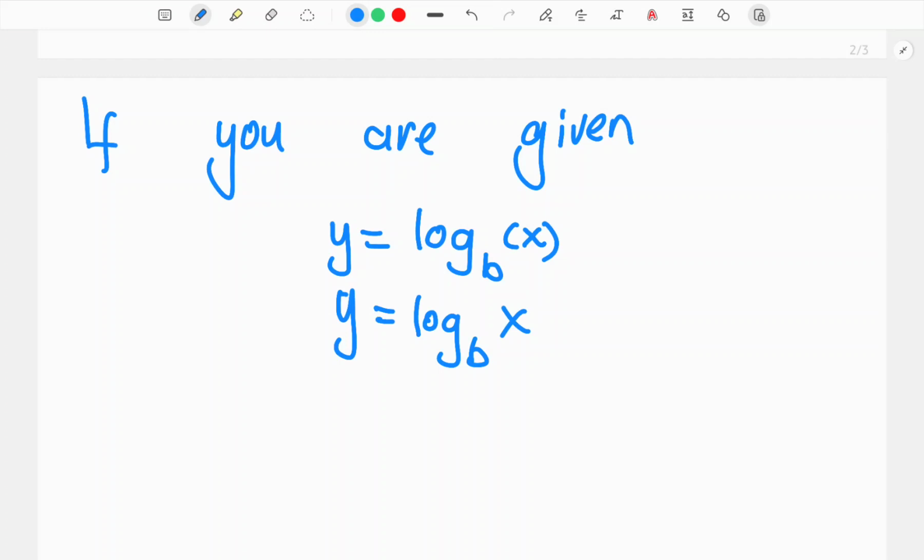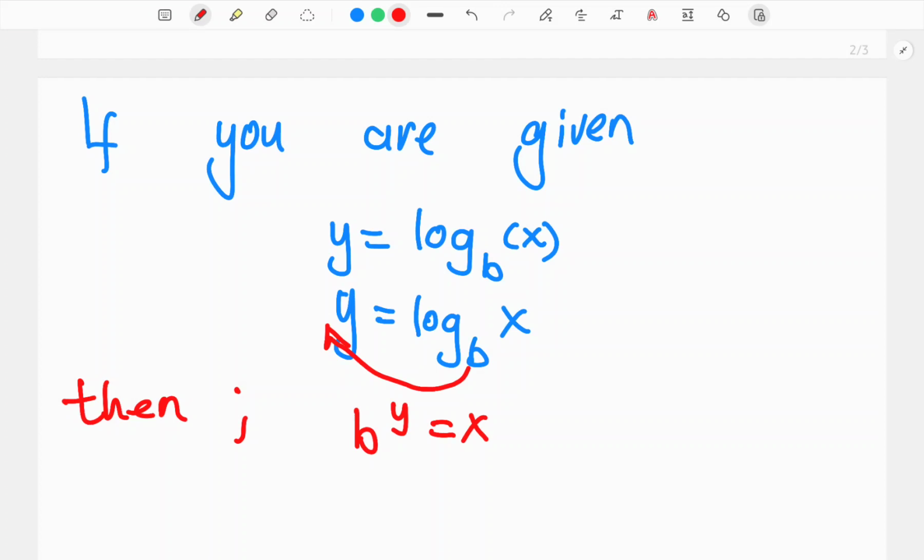So in this case, what happens? If you want to convert this into exponential, you just simply take this b and make it the base on the other side, and then remove the log. So this becomes b to the power of y equals x. That's what it becomes. That's how you simply do it.